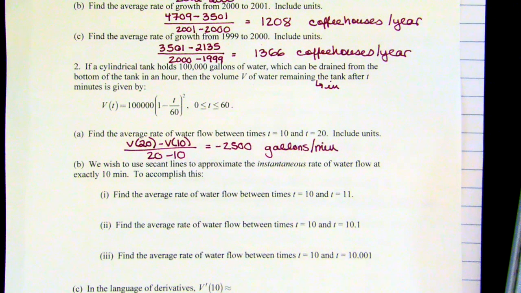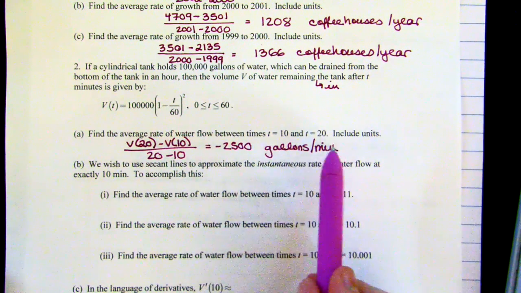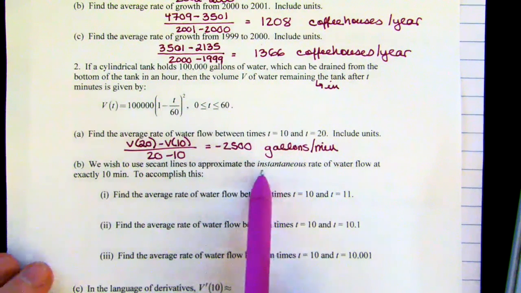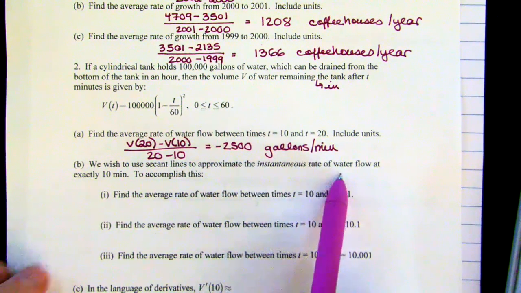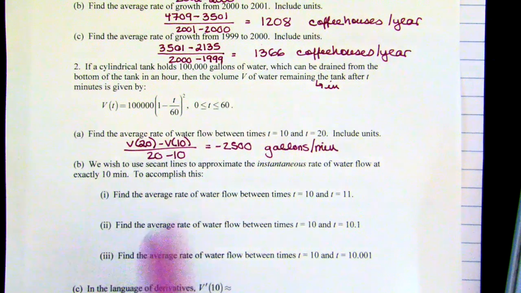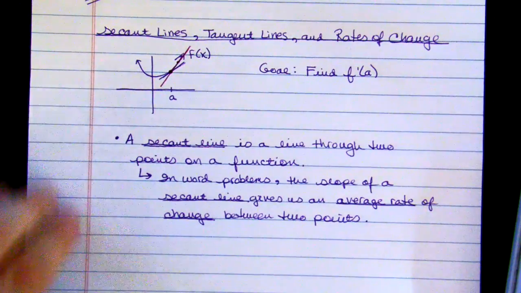Next, I know now how to find the average rate of change over an interval between time 10 and time 20, for example. But my ultimate goal is to find the instantaneous rate of water flow, not over an interval, not between time 10 and 20 or 10 and 11, but right at one specific instant, right at exactly 10 minutes. What I actually want to find is not the slope of a secant line, but the slope of a tangent line. I actually want to write this in our notes.